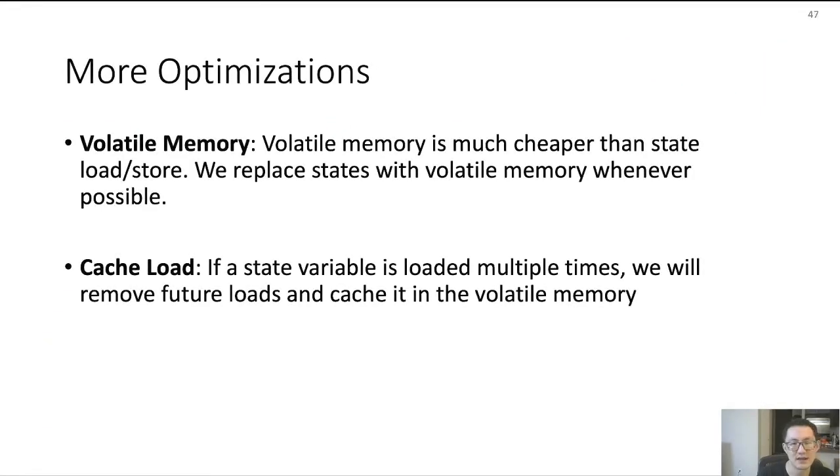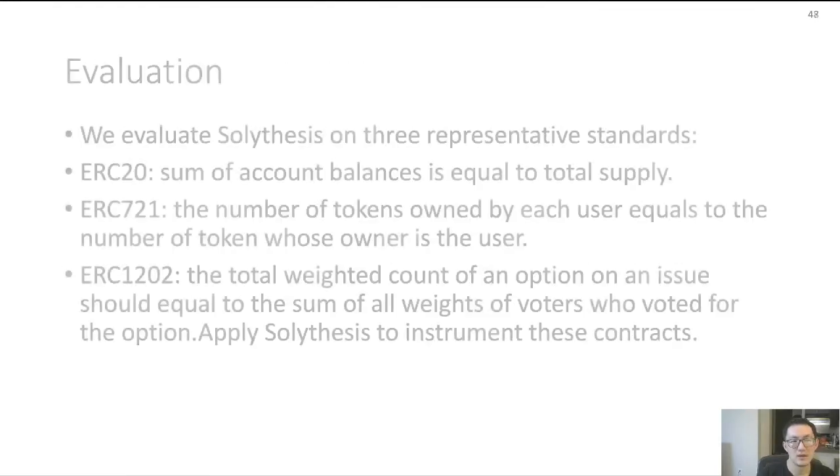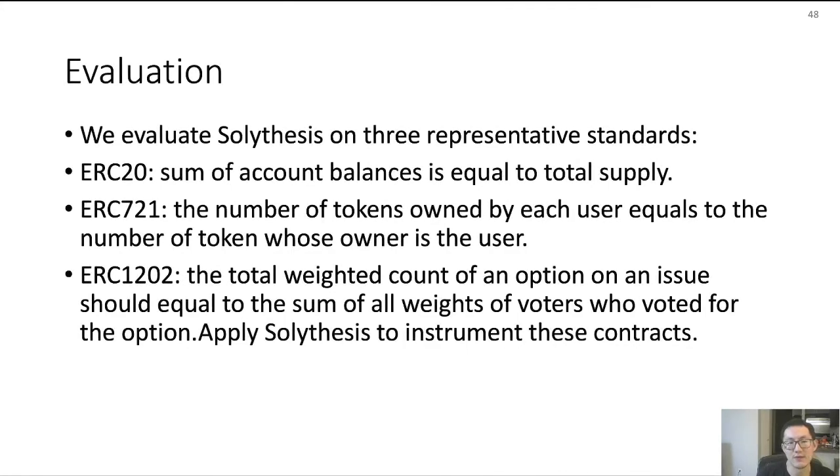Besides delta check, Solythesis also implements other optimizations to minimize storage access. We next evaluate Solythesis on three representative standards: ERC20 for the fungible token standard, ERC721 for the non-fungible token standard, and ERC1202 for the voting standard. The goal of this evaluation is to measure the overhead introduced by runtime validation and to understand the effectiveness of the Solythesis instrumentation optimizations.